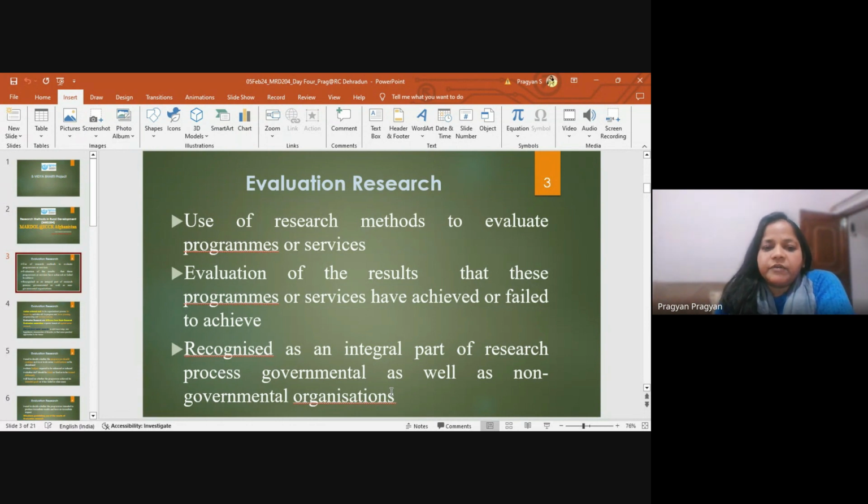There can be several development programs being implemented by various agencies. Agencies can be government or non-governmental, but all those agencies are working for certain specific objectives. So this type of evaluation research is a research method which is going to help us with the assessment part, an assessment of the planning and implementation of that particular development program.